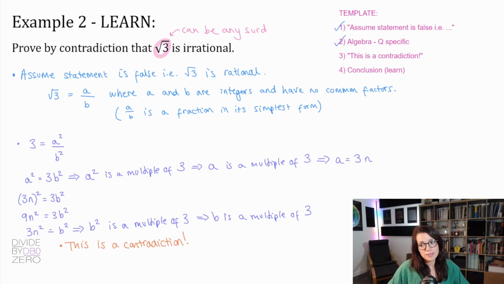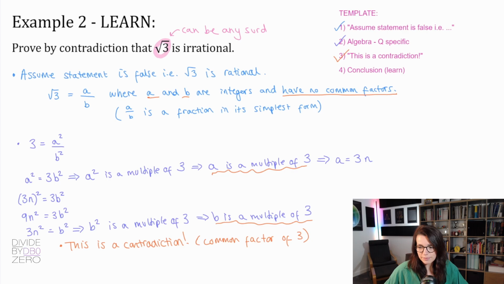It's a contradiction because we explicitly stated that a and b have no common factors, yet in the algebra step we found out that both a and b are a multiple of 3. So there is a common factor of 3 according to the algebra. Step 3 complete. Final step, conclusion. Therefore, assumption is wrong and original statement is true. And that's it. Example 3.